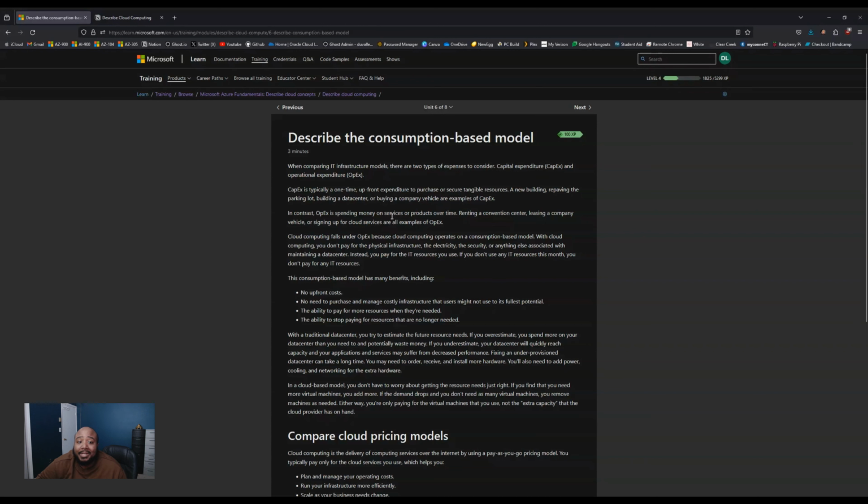CapEx is typically a one-time upfront expenditure to purchase or secure tangible resources. A new building, repaving the parking lot, building a data center, or buying a company vehicle are examples of CapEx. In contrast, OPEX is spending money on services or products over time. Renting a convention center, leasing a company, or signing up for cloud services are all examples of OPEX.